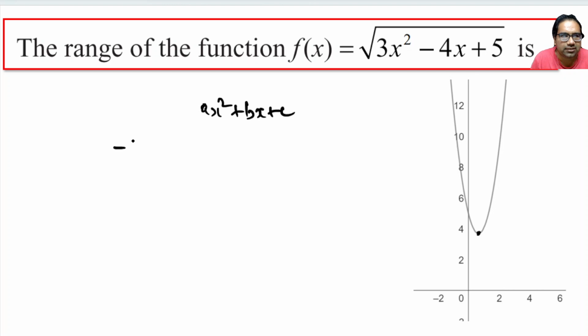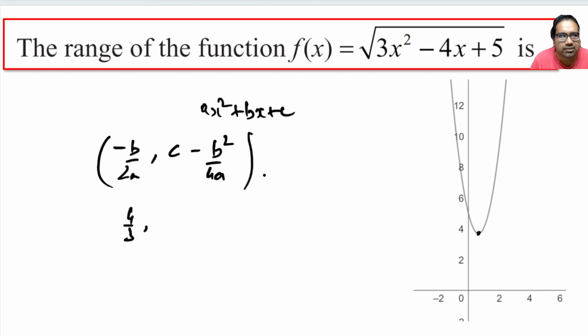What is the vertex? Vertex is minus b by 2a, comma c minus b squared by 4a. What is minus b by 2a here? Minus of minus 4 by 3, which is equal to 4 by 3. And c minus b squared by 4a: what is c? 5 minus b squared, which is 4 into 4, by 4 into 3. So 5 minus 4 by 3, which is nothing but 11 by 3. 3 fives are 15 minus 4, 11 by 3. So basically, this point is 4 by 3 and 11 by 3.